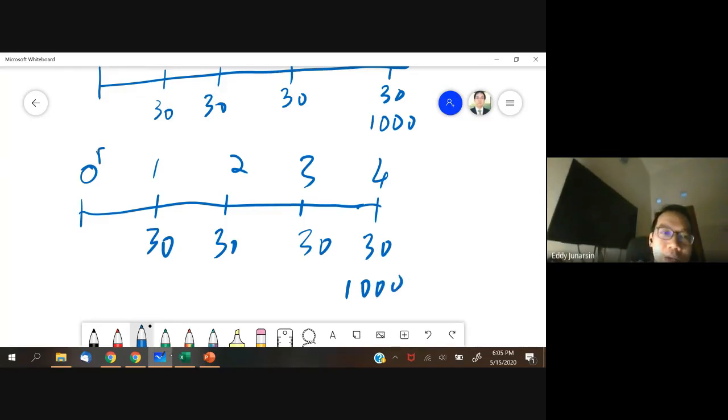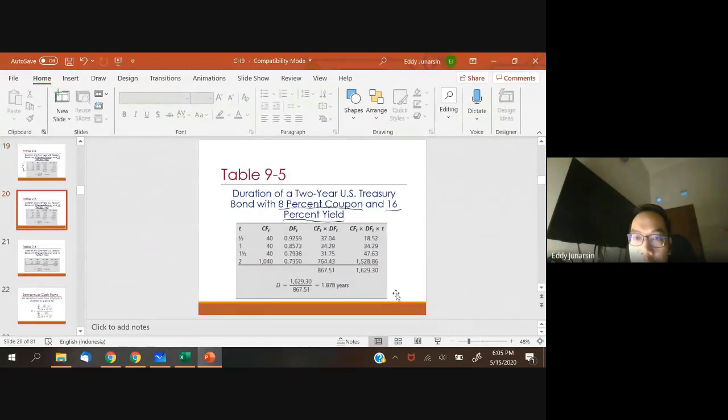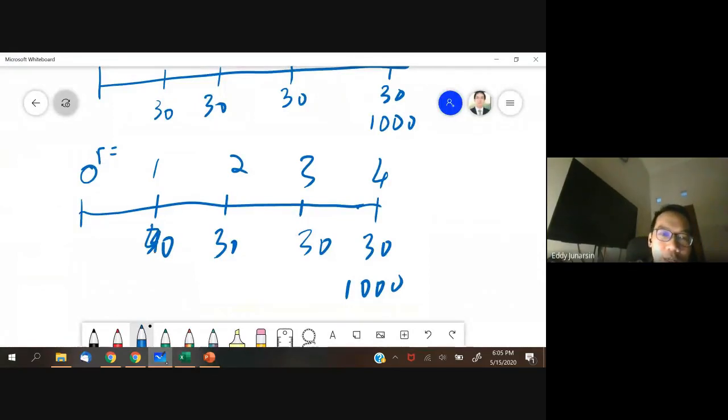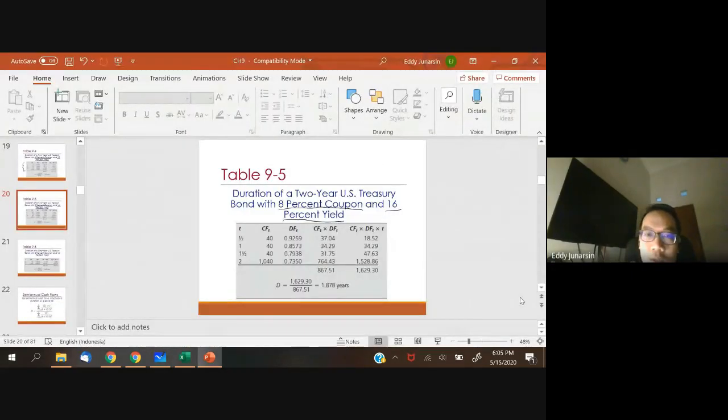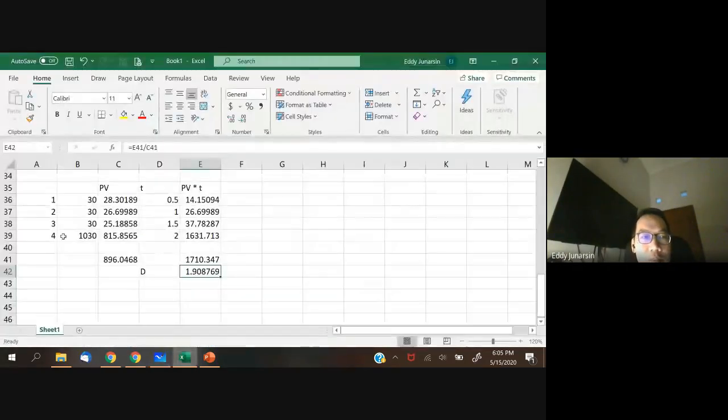What's the difference now? The market rate is, oh no, this one 16%. Oh, this has changed. Sorry. So this is 40, right? 40. Looked at the wrong slide. So this one, right? So 8% coupon. So 8% of 1,000 is 80, but in semi-annual, this will be 40. And then 16% market rate. Be careful, this is per annum. Right? Let's put into Excel.